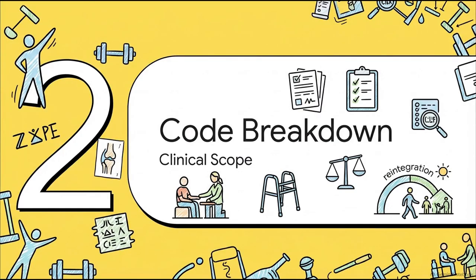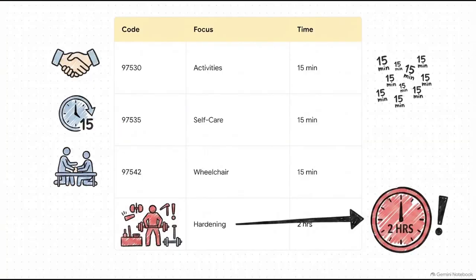All right, moving into Section 2, the code breakdown and clinical scope. Take a look at the contrast between our standard direct contact codes and the much more rigorous work hardening codes. 97530, 97535, and 97542 are based on your standard 15-minute increments requiring direct one-on-one contact. But then, look at 97545 at the bottom. The time rule jumps dramatically to an initial 2 hours. Let's unpack each of these so we really understand their unique clinical scope.